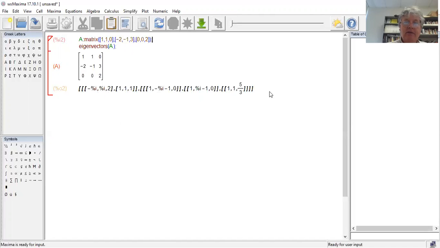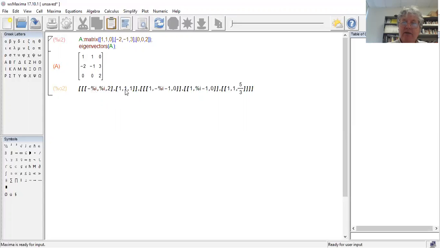And the answer here, this is kind of like a matrix which is generated by eigenvectors A. So the first vector gives us the eigenvalues of A. So we see it's minus i, i, 2. And if we add them up, we get 2, and we add up the main diagonal, the trace, we get 2. So, okay, that's believable.